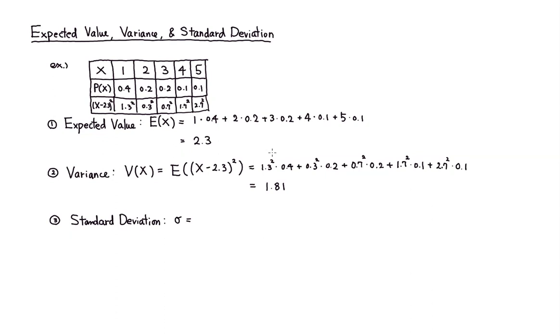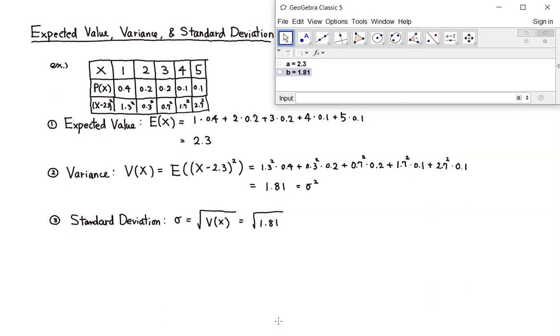So if you want to find the standard deviation, all you have to do is, this is actually the same thing as standard deviation squared. So we take the square root of the variance. This is just going to be the square root of 1.81. And what number is that? It comes out to be 1.35.